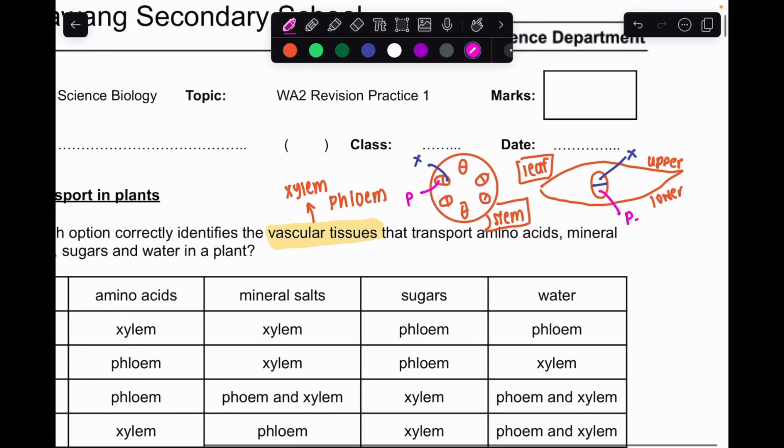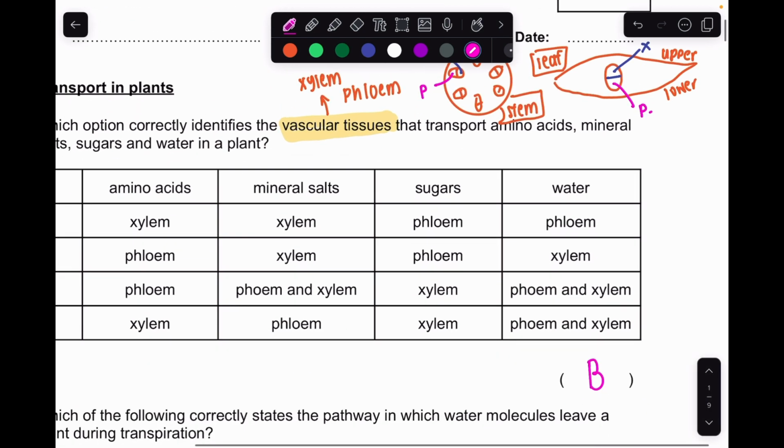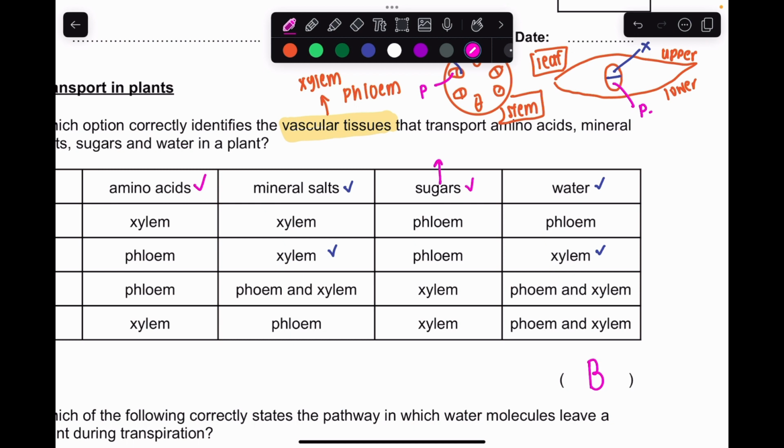Okay, so coming back to the question, where are all of these things being transported? Water and mineral salts are transported by the xylem, whereas amino acids and sugars, sugars in the form of sucrose, will be transported in the phloem. So the answer is B.